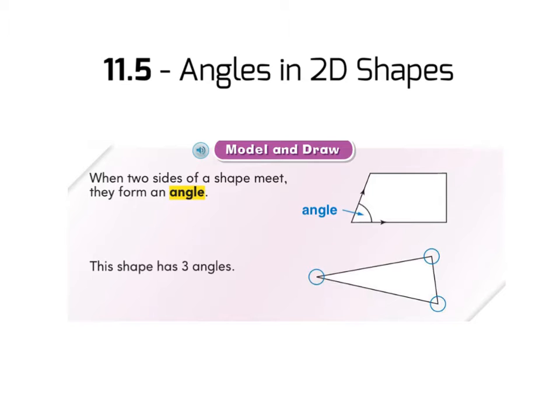In this math lesson, we are going to be talking about angles in 2D shapes. Angles are very similar to vertices, but I need you to understand that they are different. Like in this shape right here, we have a quadrilateral because it has 4 sides and 4 vertices.